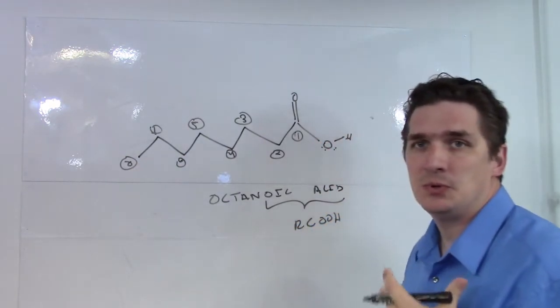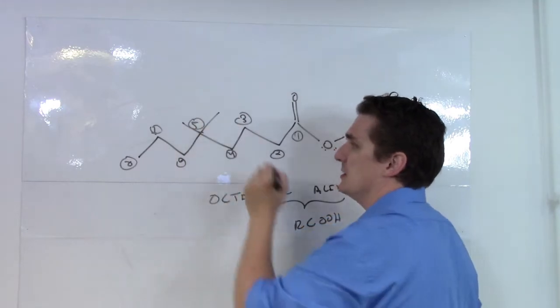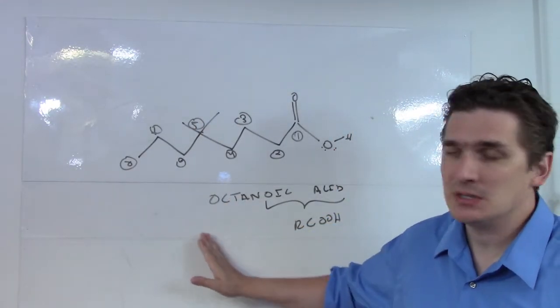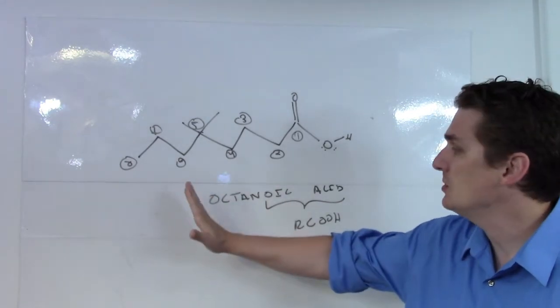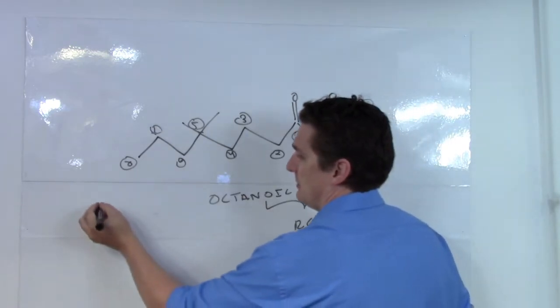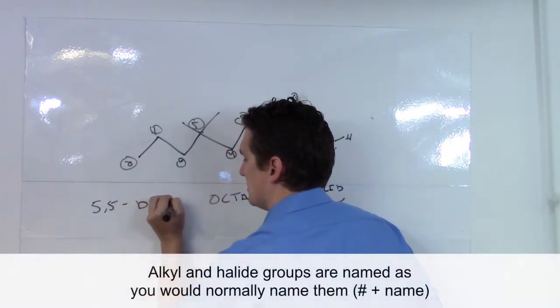Now, if you were to put two groups on them, let's say we put a methyl and a methyl, well, let's just do two methyls to keep it easy. If we have methyl groups, we're going to do it the way we've always done it. You can read it right to left. So we get the parent chain, octane, its -oic acid, and in this case we have 5,5-dimethyl octanoic acid.